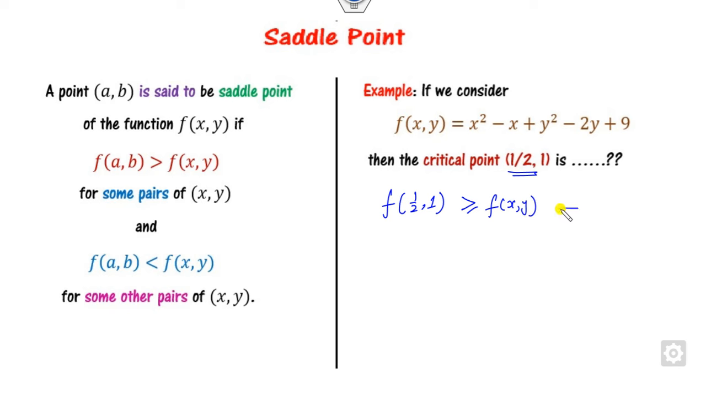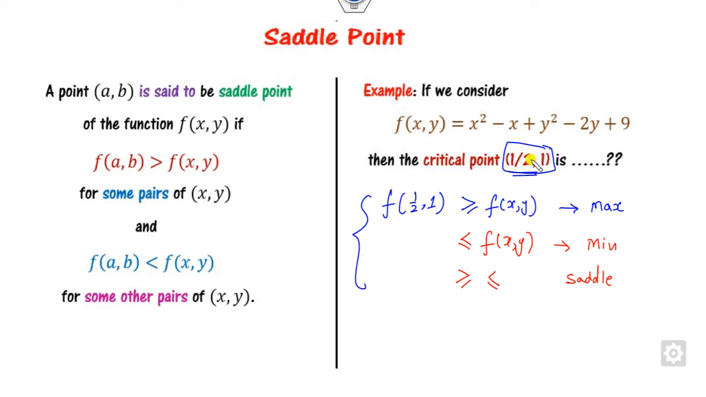If it is always greater than, then you can say this is the maximum. If this point is always less than this, then you can say this point is a minimum. But if this point is sometimes greater than and sometimes less than, then it's a saddle point. Again, I repeat that it's not an easy task for you to check whether either of these conditions is satisfied or not.